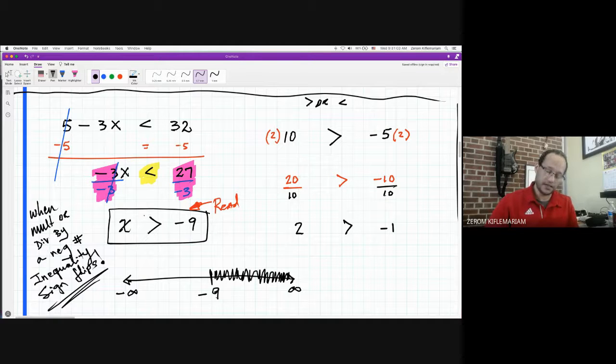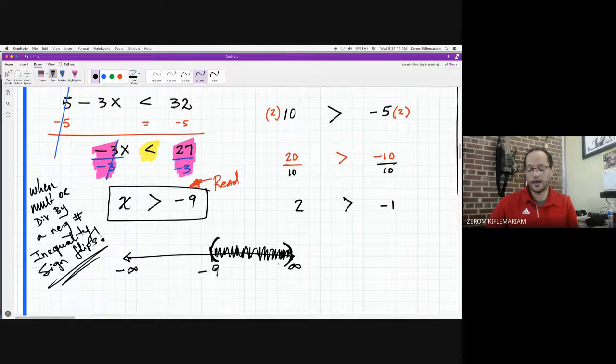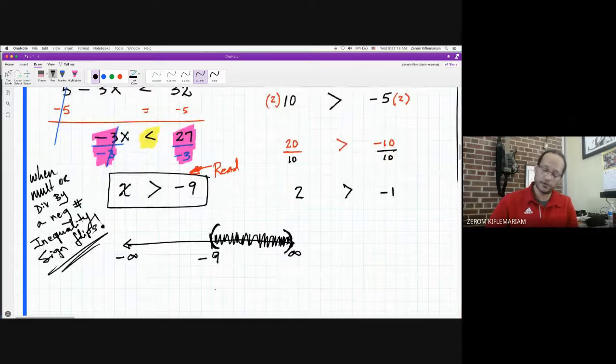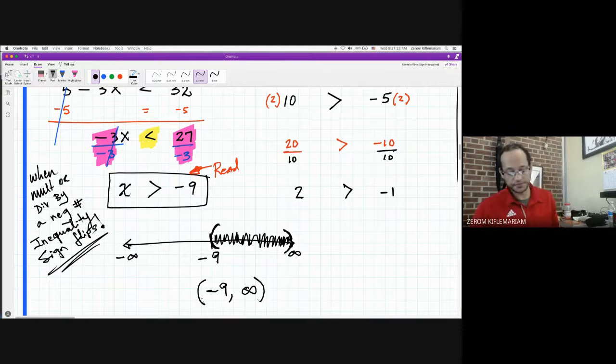And is it equal to? No. So since it's not equal to, it would be a parentheses. That will be my answer in interval notation. And sorry, in graphing format, my answer in interval notation would be from negative 9 all the way to positive infinity.